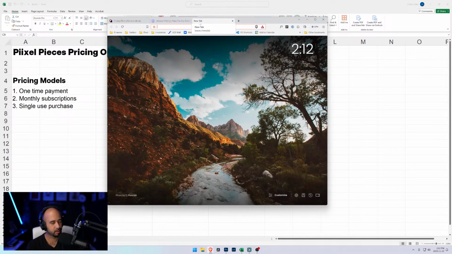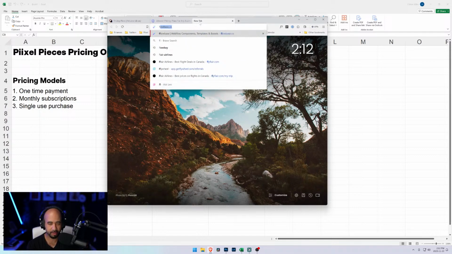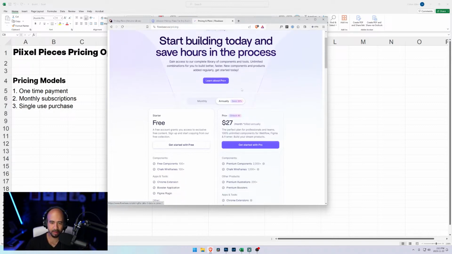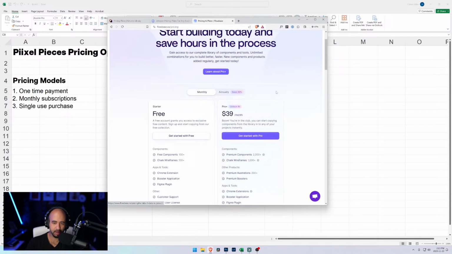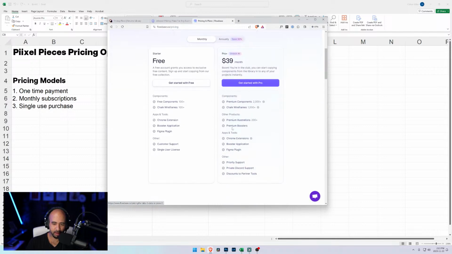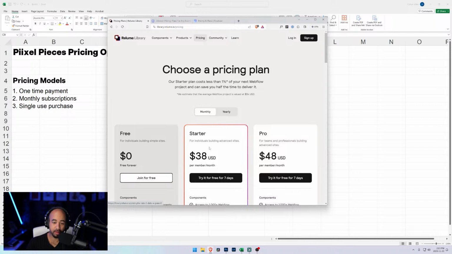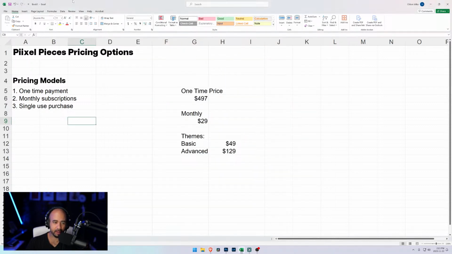And then what are other components? Flowbase, that's a big one. Pricing, just monthly, $39 a month. So these guys, $39 a month, $39 a month, $38 a month. Okay, so what did I say? 29. So at least, we're not racing to the bottom here and diluting everyone's products. That's just stupid.